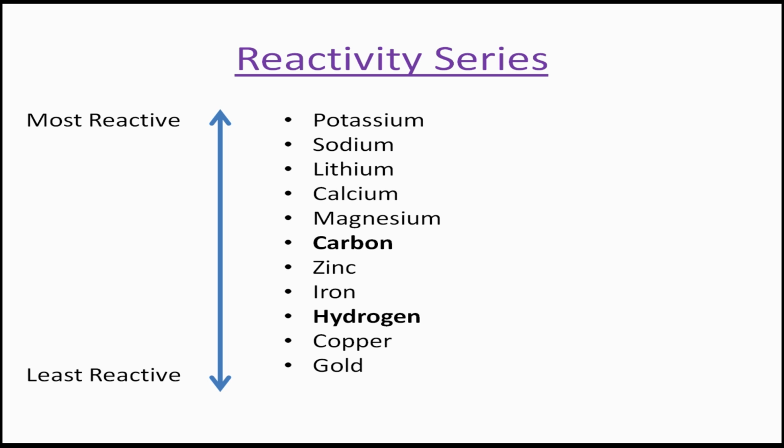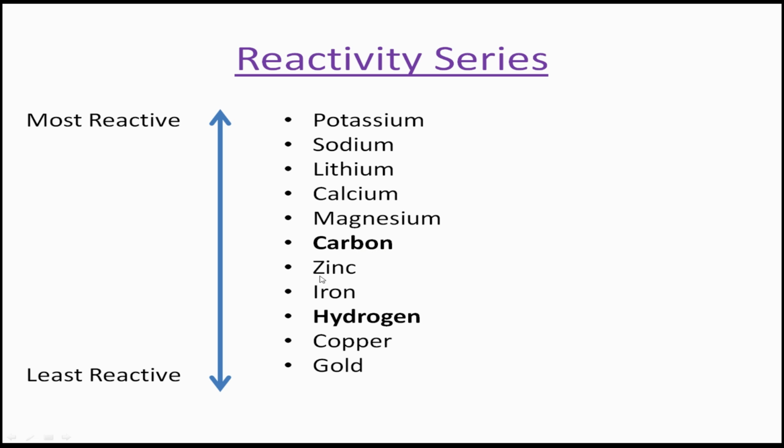And this is the reactivity series as you would be expected to know it for the AQA exam. So starting at the top we have our most reactive metals, at the bottom we have our least reactive, and then we've got carbon and hydrogen in bold because they are the non-metals, and there's a reason why they're in there and we're going to have a look at that later. So the order is potassium, group 1, sodium, group 1, lithium, group 1, so the top 3 are all group 1 metals. Then we get calcium and magnesium from group 2.